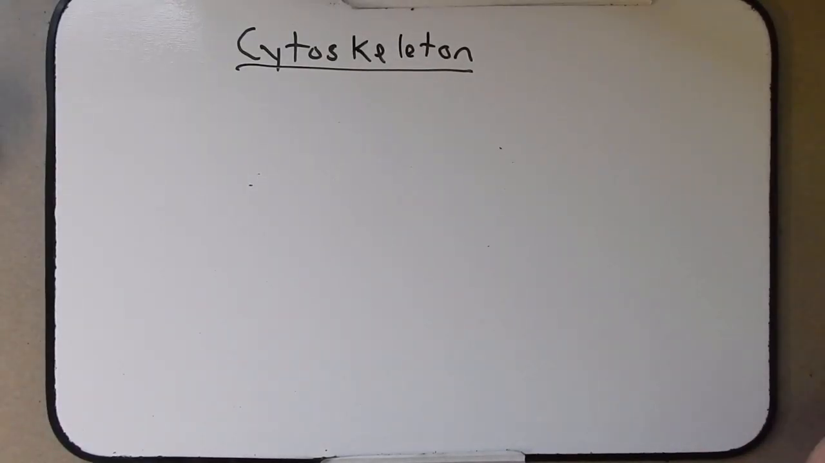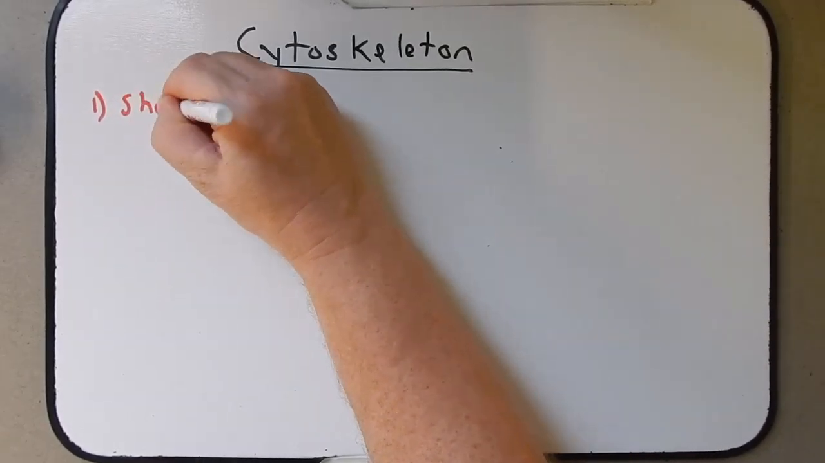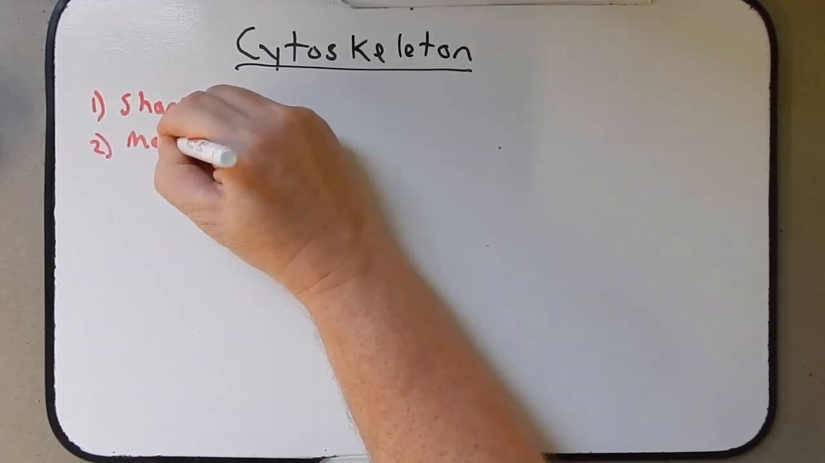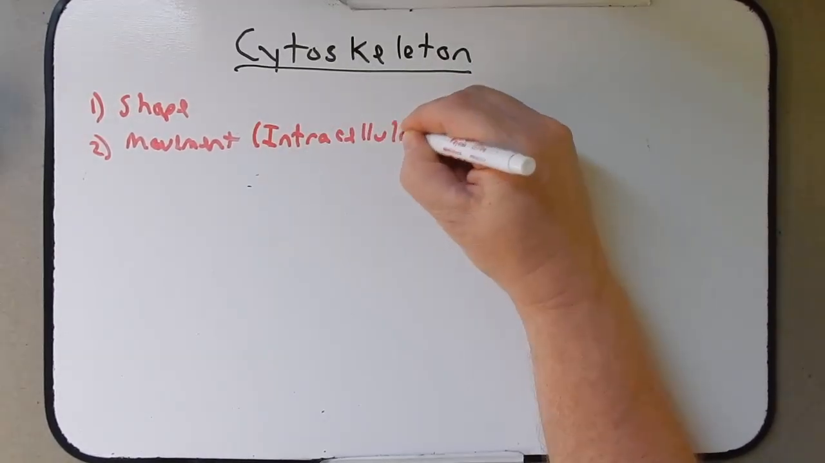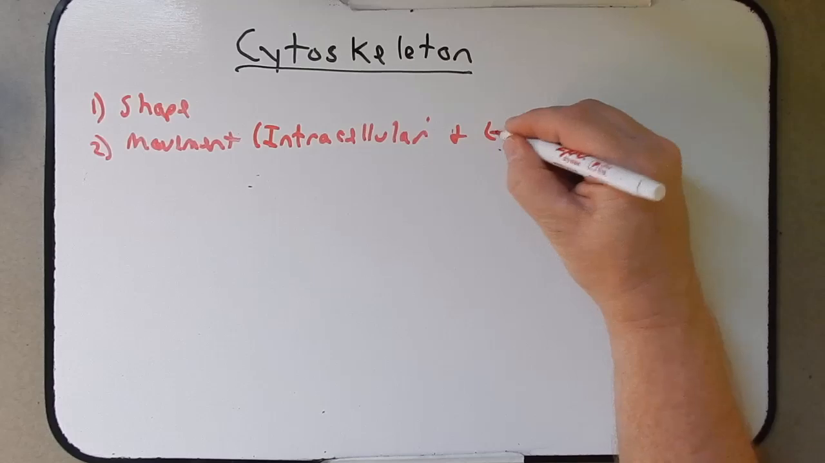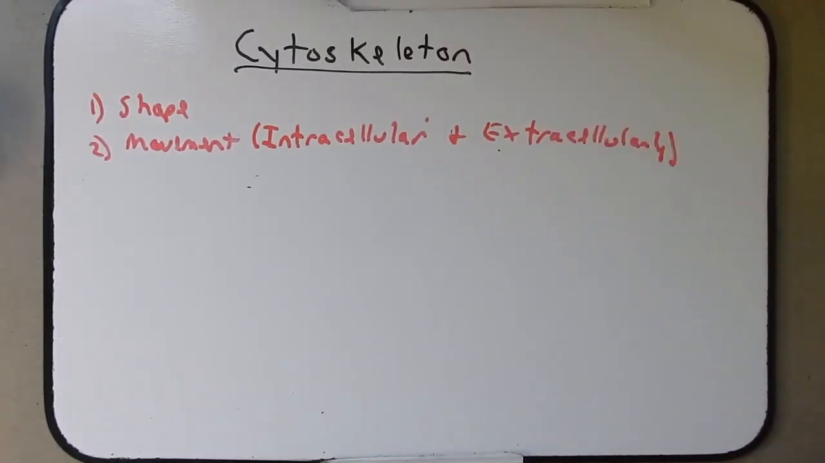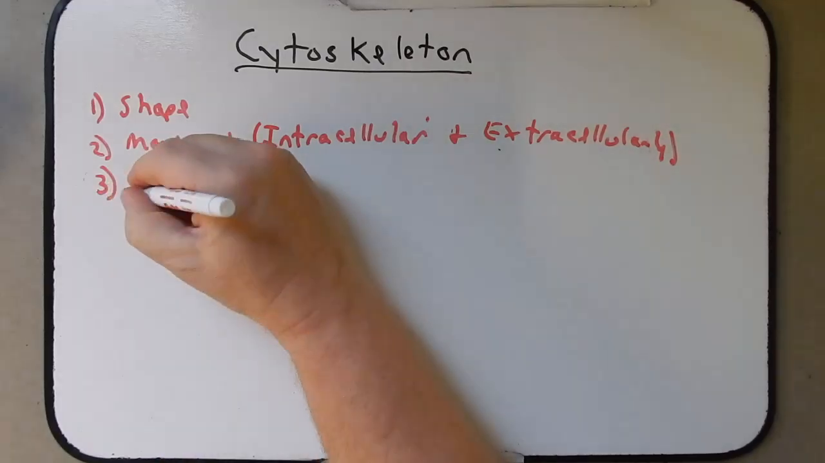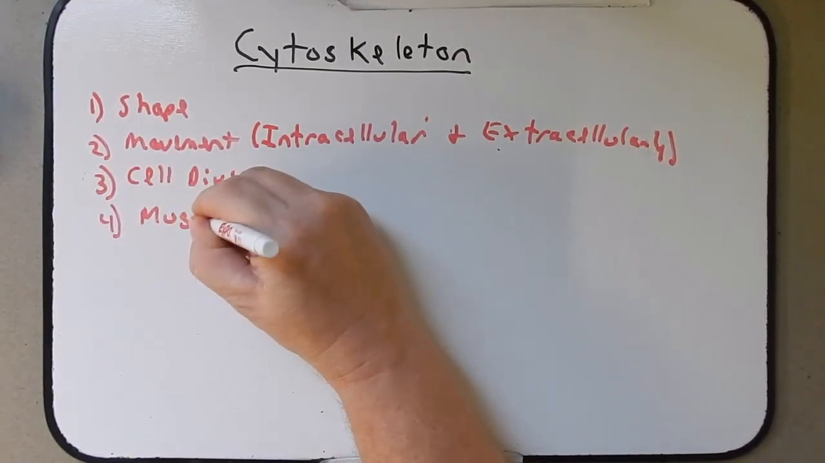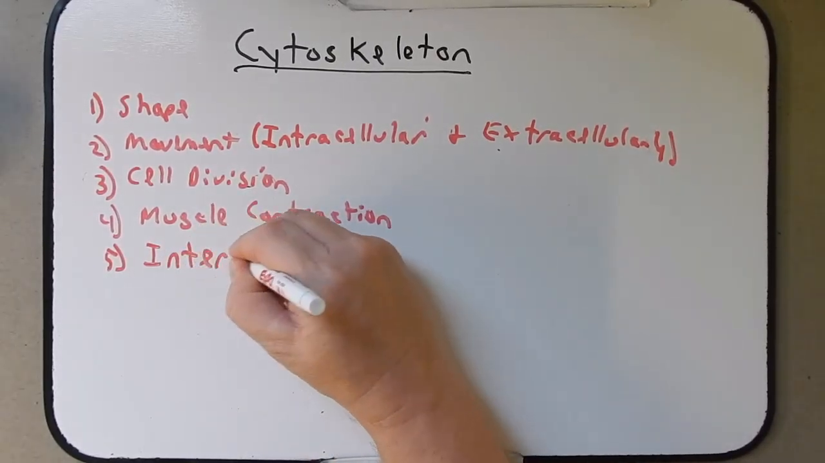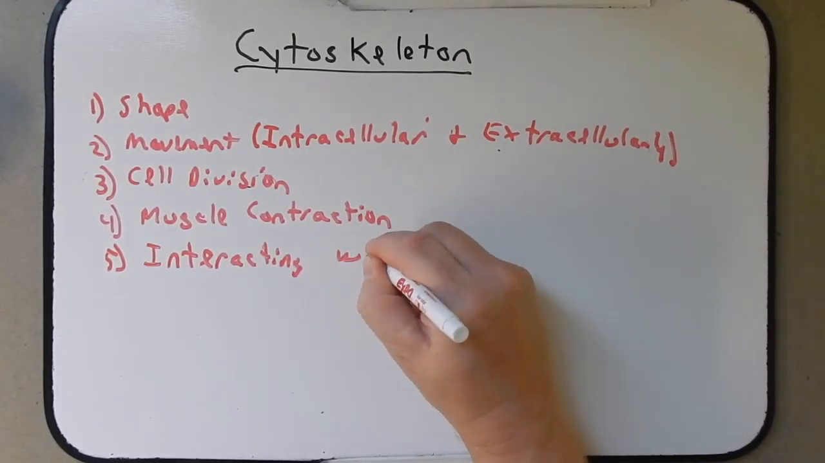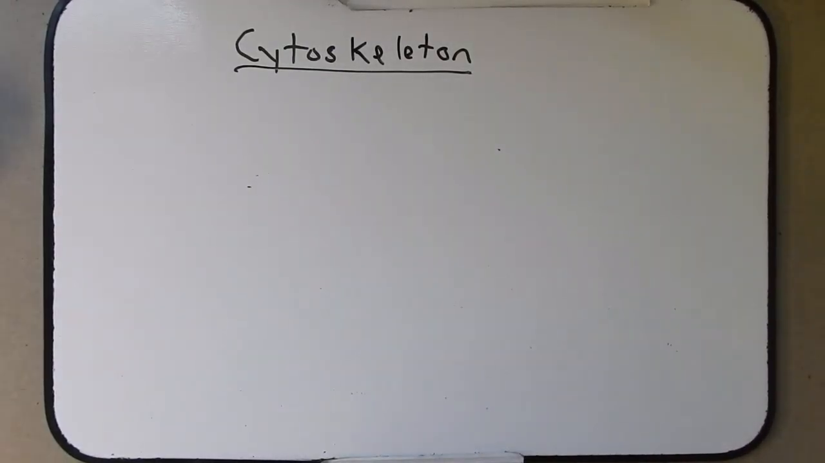The cytoskeleton in eukaryotic cells is important for several reasons. It's important in maintaining shape, movement, and when I say movement, I mean both intracellularly, meaning to move things within the cell, and extracellularly, meaning moving that cell from one place to the next. They're important in cell division, muscle contraction, interacting with other cells, and many other things.